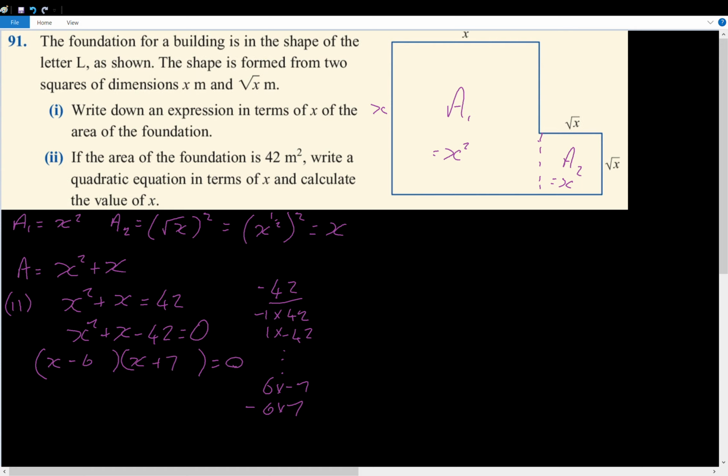And now we can take each of our brackets separately. So x minus 6 equals 0 and x plus 7 equals 0, and get values for x. So we get x equals 6 and x equals minus 7. But there's only going to be a single value of x, because that's what it suggests in the question, and it's going to be 6. Because remember, x is representing the length of a line in this, and you cannot have a negative length. So it's not x equals minus 7, it's going to be x equals 6 for this question. And that is that.